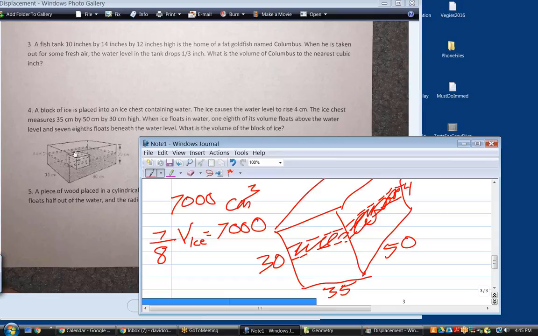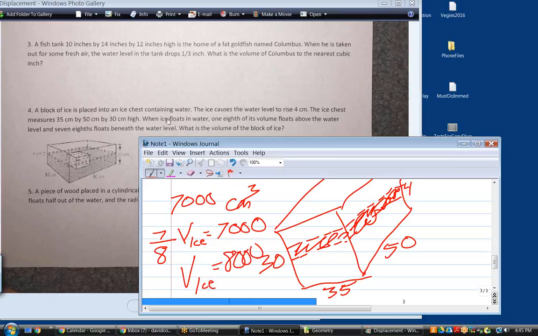So the only part that displaced water was the 7/8 of the ice that is below the top of the water level. So if I knew the full volume of the ice block, I know that 7/8 of it is equal to 7,000, right? Yeah. What's that make the volume of the ice? 8,000. Correct. So the volume of the ice is 8,000.